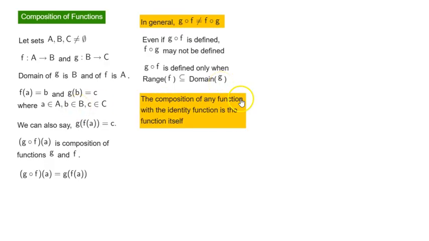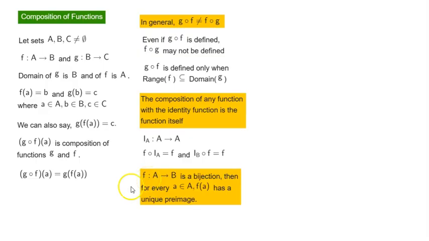Now, the composition of any function with the identity function is the function itself. Remember, identity function maps an element to itself in the same set. So I sub A maps a to a, and f composition I sub A is equal to f, and I sub B composition f is equal to f. So there is no impact of taking a composition of a function with the identity function.